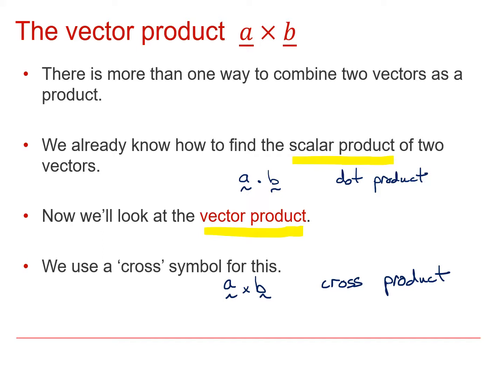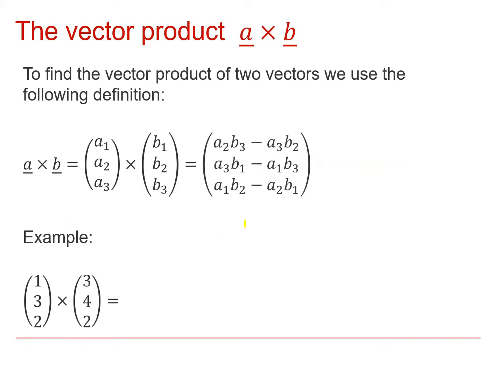Now, unlike the dot product, the cross product is only for vectors in 3D. We can do the dot product for 2D vectors, but we can only do a cross product with 3D vectors. So here's the formula for the definition of the cross product. We've got A cross B here, and if we think of them having components A1, A2, A3 and B1, B2, B3, then this formula gives us the result.